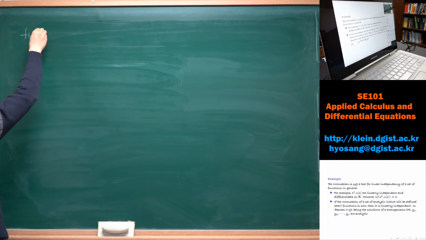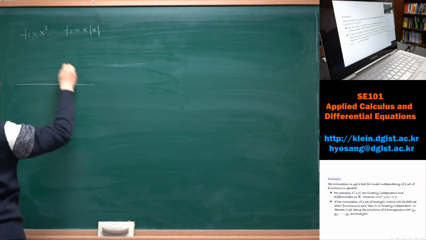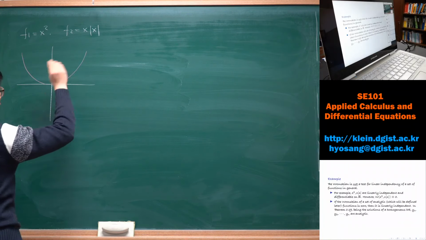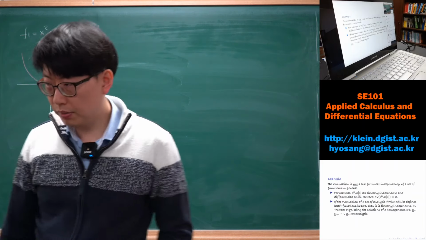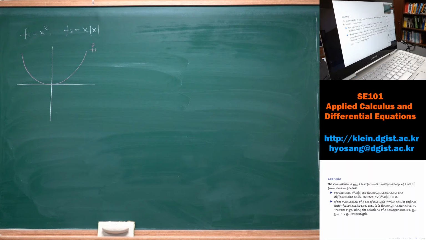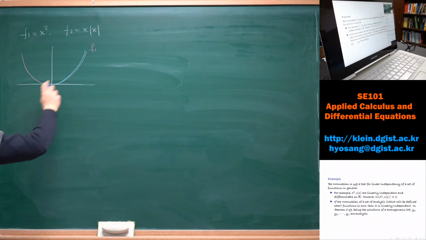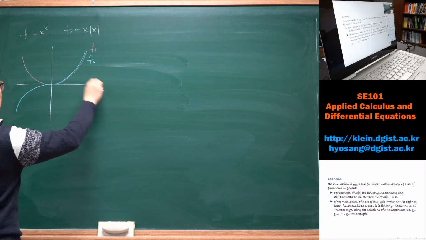So f1 equals x squared and f2 equals x times the absolute value of x. If you draw these two functions, f1 is simply a parabola, and f2 is also a parabola, but it's upside down on the negative side. So it's the same line on the positive side, but on the negative side we have the opposite, exactly symmetric to the x-axis. So this is x, this is y.